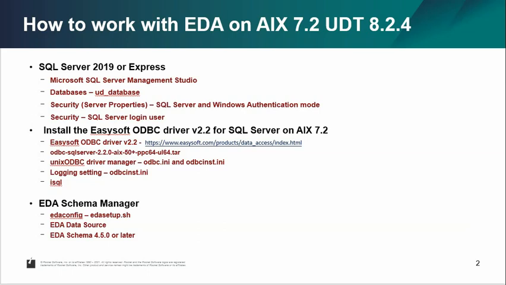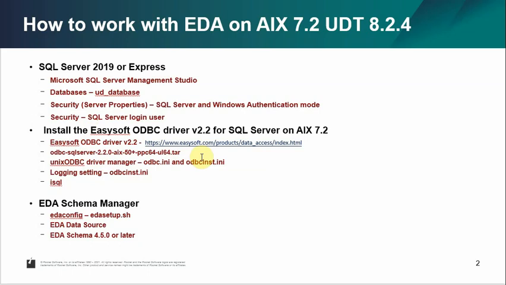So for this solution, you must have a SQL Server somewhere. My testing is using SQL Server 2019 and I already have a database called UD_database, and you have the login username and password. The next step is to install the Easysoft ODBC driver from the Easysoft website. The latest driver right now is version 2.2, so download the tar file. Then you put it on the AIX machine.